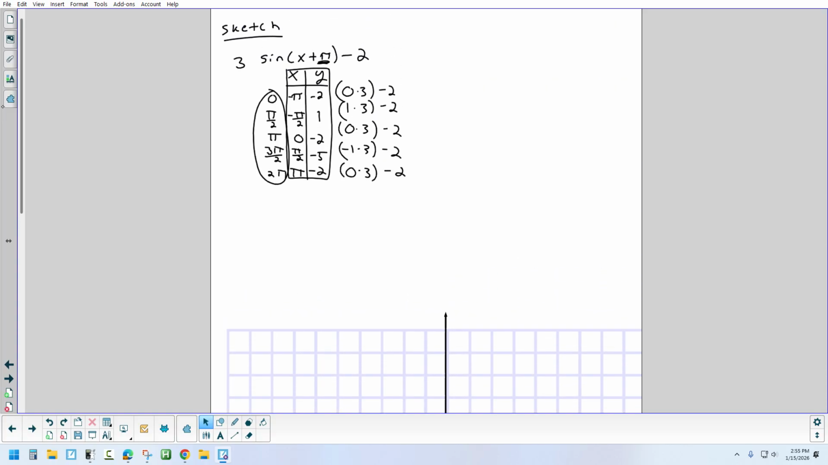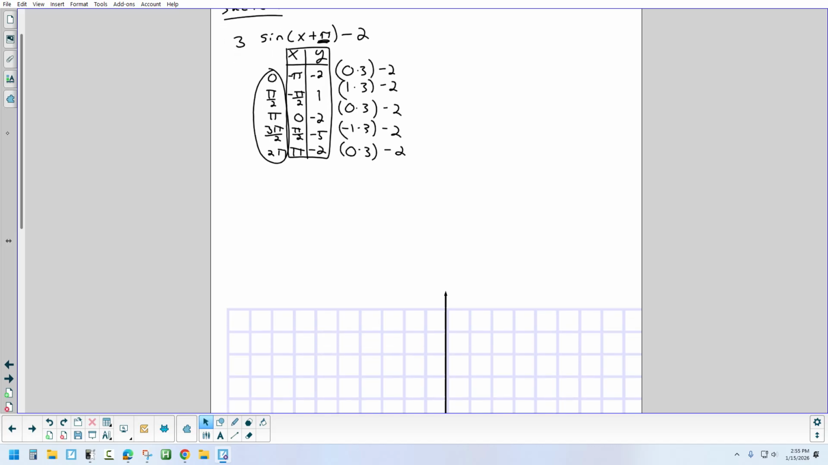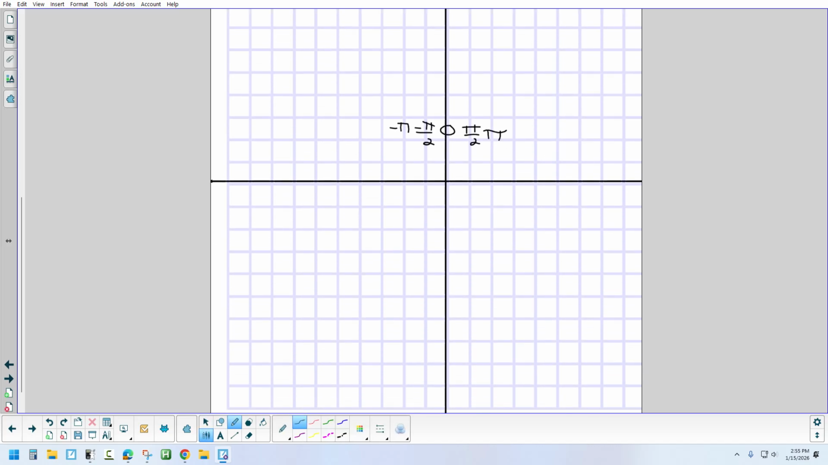Okay, so y's. Just go by ones. So we've got 0, 1, 2, negative 1, negative 2. Okay, I just moved my labels over enough so they wouldn't be in the way. Any question on how I set up my labels?